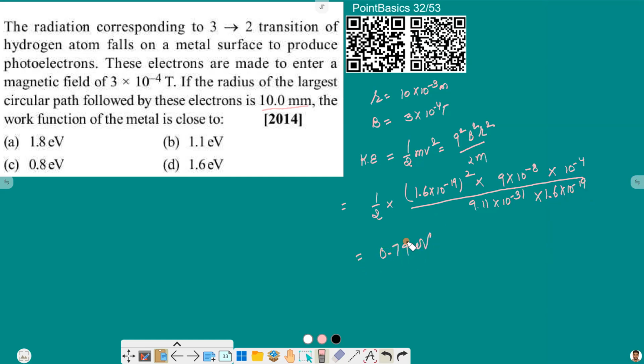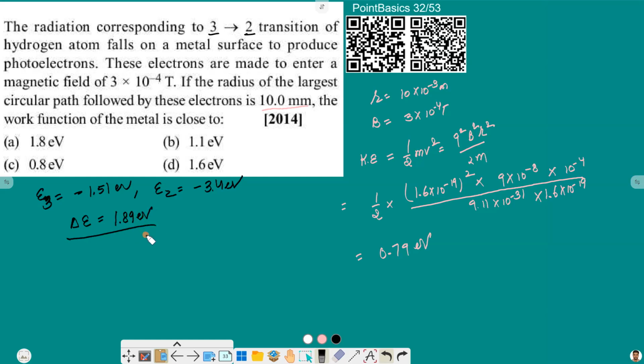0.79 electron volt. Now coming to the electronic transition, which is happening between the third and second level of the hydrogen atom. We know that the energy of the third level for the hydrogen atom is minus 1.51 electron volt, and for the second level it is minus 3.4 electron volt. So from this, the energy of the emitted photon, delta E, will be the difference of both of these, and that is 1.89 electron volt.